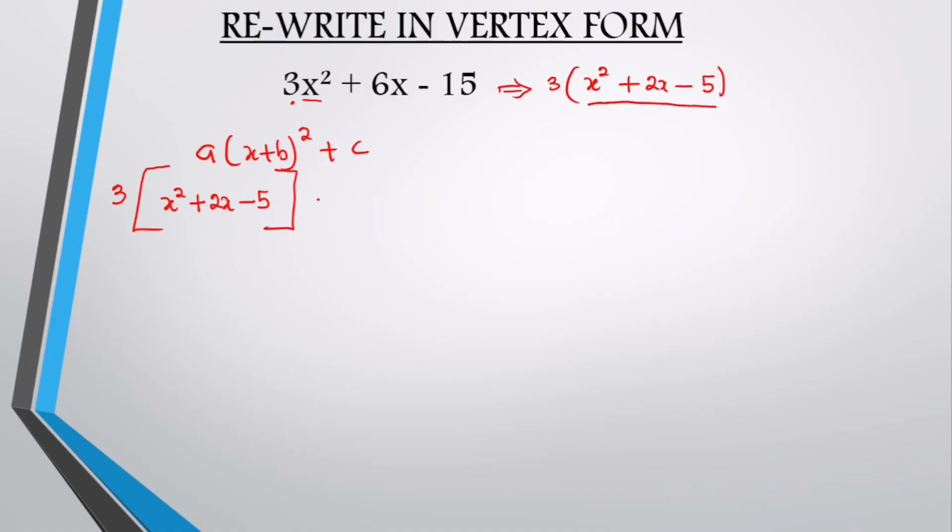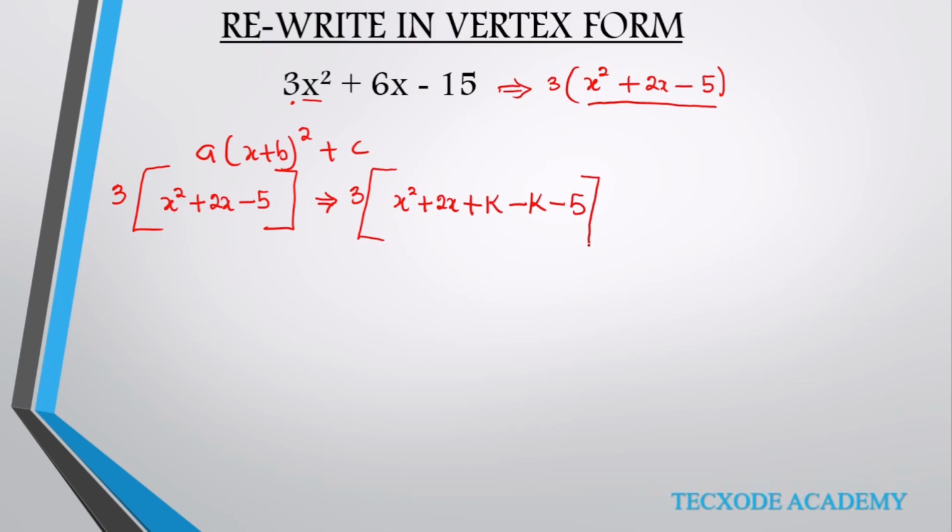And this implies that I can write these as 3, open a big bracket, then x squared plus 2x plus k, which we've always done, minus k minus 5. So to save time, what is the value of k? K is, if you've been following our videos, you know that it's going to be b over 2 times the square root of a, all of it squared.